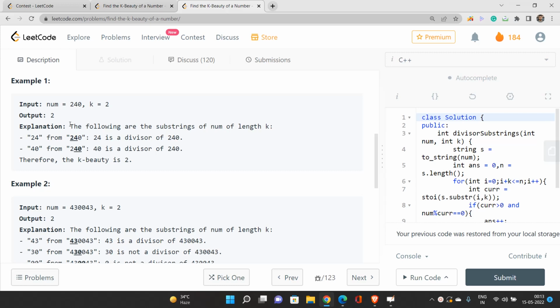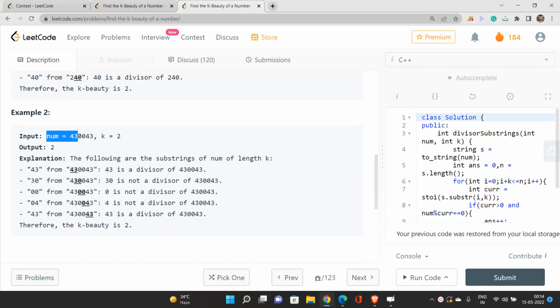Note that the substring must be of length k. Then that substring in the integer format must be a divisor of this input number. Then we are going to increment our count of answers by 1. So here the answer is 2 because 24 and 40 are divisors of this num, and the length of the string representation of 24 and 40 is 2, which is equal to the value k that is given to us.